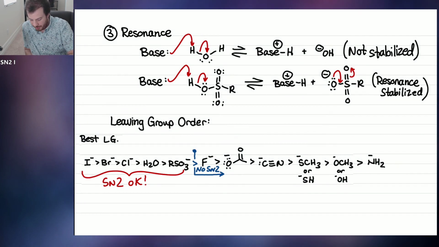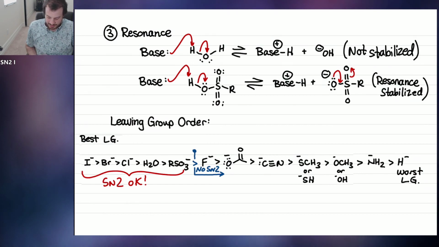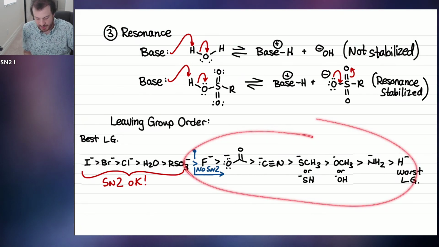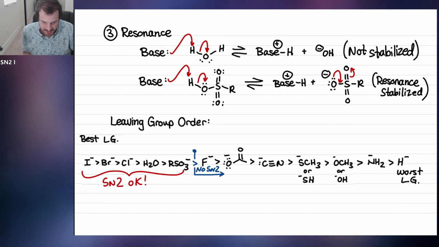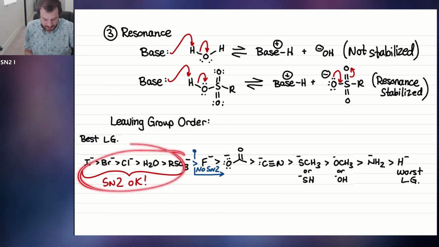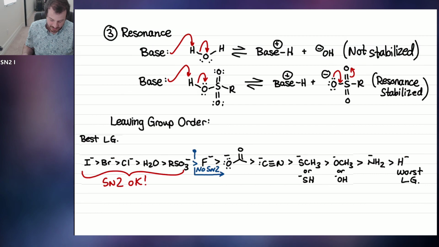And the mother of all bad leaving groups, H-, just really does not like to be a good leaving group. Okay, so here's a bunch of bad leaving groups. They won't work in Sn2 reactions, so don't try and substitute them. The only good leaving groups, the ones you want to look out for, are over there in red. So let's stop right there, and then next class we're going to talk about how 2 additional factors, nucleophile strength and solvent identity, can affect the rate of an Sn2 reaction. Okay, bye for now.